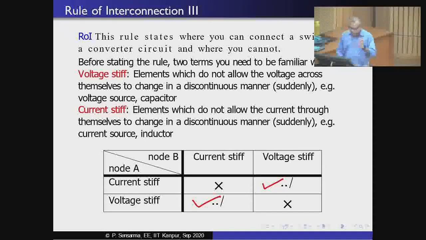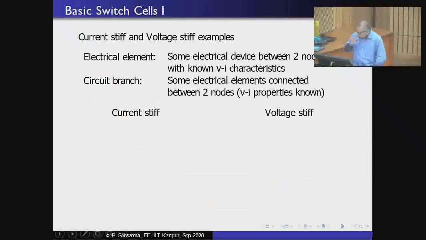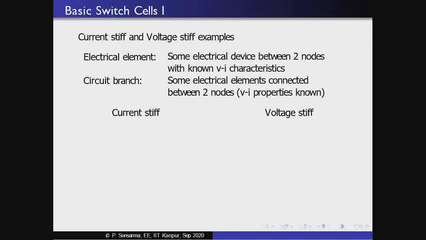So, if I want to summarize the whole table, that is what the rule of interconnection says. Now, let us see how we can use this rule of interconnection to get a few circuit configurations, few examples, and get a slightly clearer idea about what these current stiff and voltage stiff elements or branches could look like. So, that is a current stiff element. Also, likewise for the voltage stiff, let us consider a capacitor.